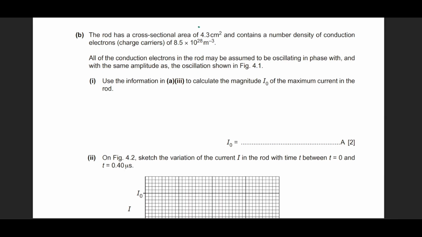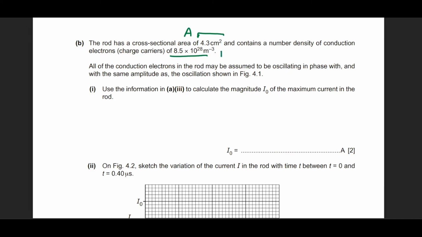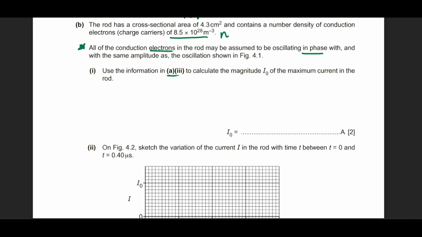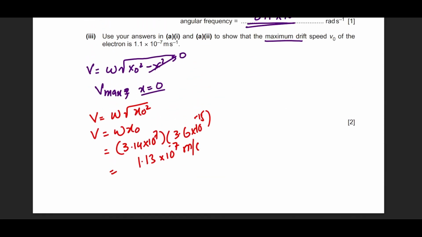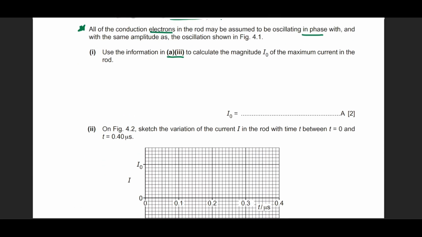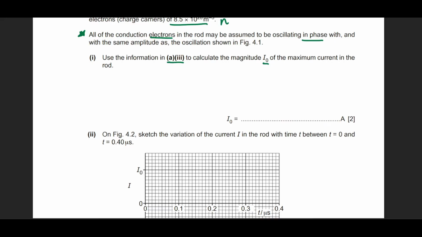So the rod has a cross-sectional area of this much. This is the area A. Charge density N. He says that all of the electrons are conducting, assumed to be in phase. This information will prove critical for the graph in the next part. So using information in A3, which we have already calculated, calculate I naught, the maximum current in the rod.